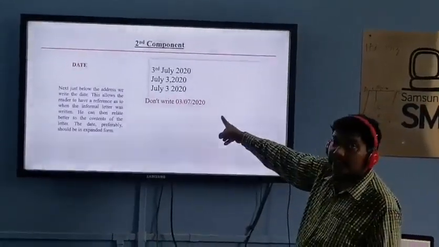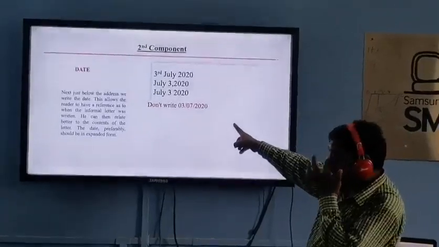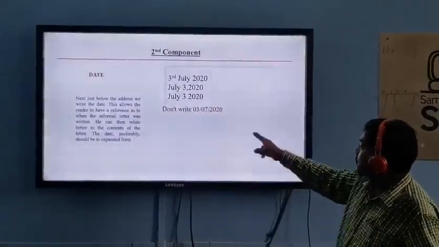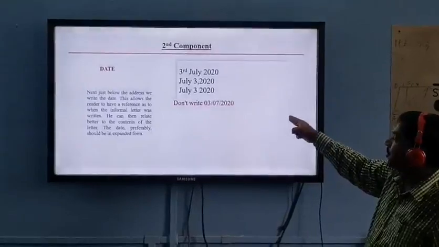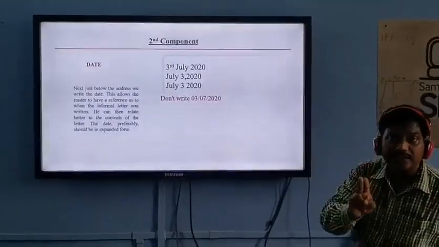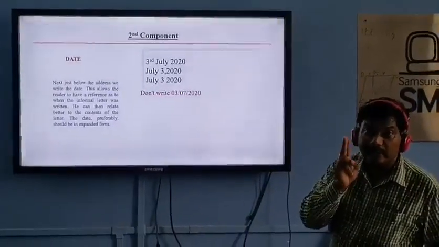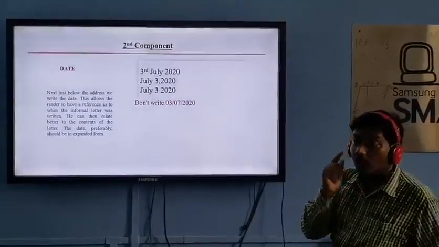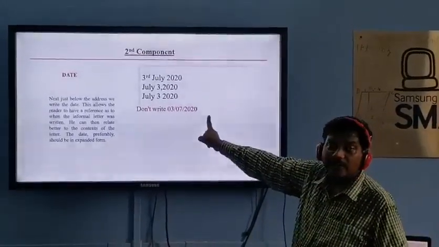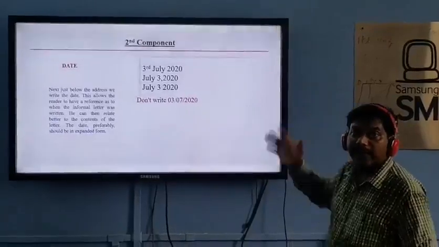Therefore, don't write this kind of date. For example, the date is 3 or 3rd July. So 03/07/2020. This kind of writing of the date is a faulty one. So don't adopt this kind of writing in your letter.